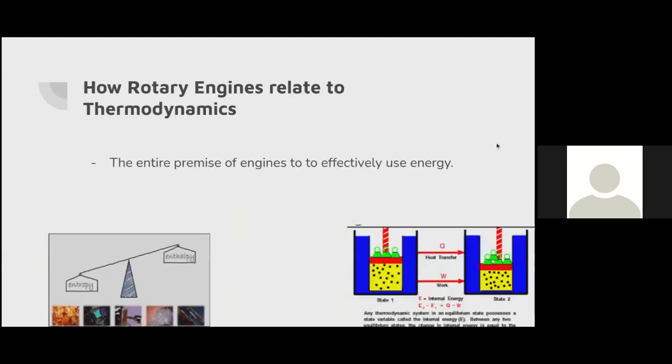And how rotary engines relate to thermodynamics. The entire premise of thermodynamics, I think, is keeping energy, and most of that has to do with heat. So it's mostly about being able to effectively move without losing all the heat, or the momentum through heat, like friction and stuff. And that's about it within the sources.